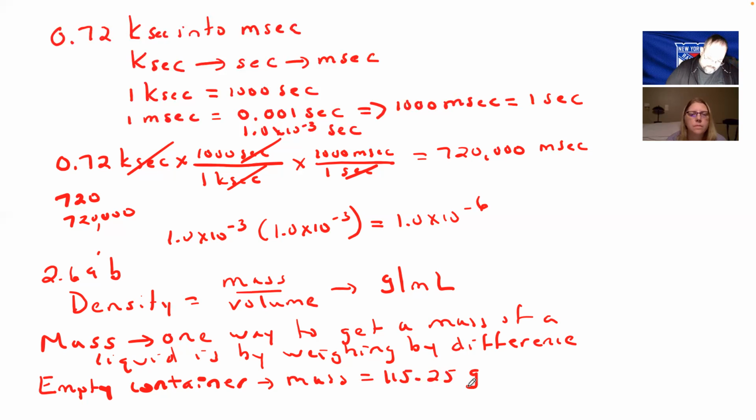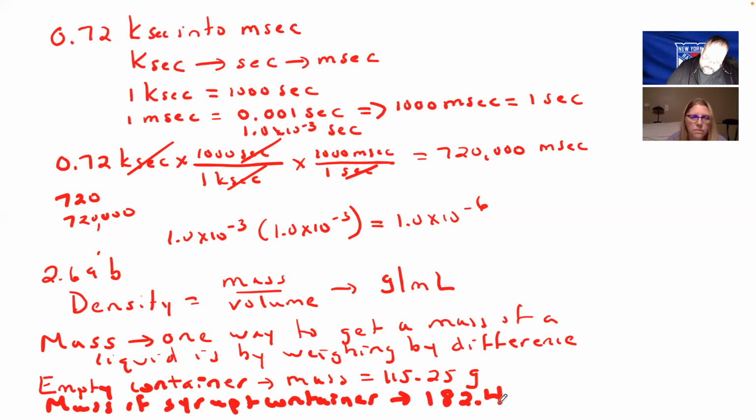So now you have the mass of the syrup and the container. And in this case, the mass of the syrup and the container is 182.48 grams. So with that being said, how do we find the mass of the syrup? Well, if you have the mass of the syrup and the container, and you take away the mass of the container, what are you left with? You're left with just the mass of the syrup.